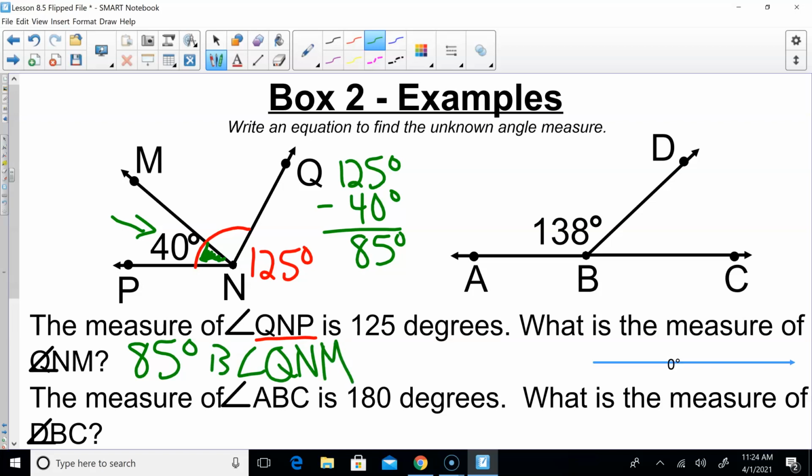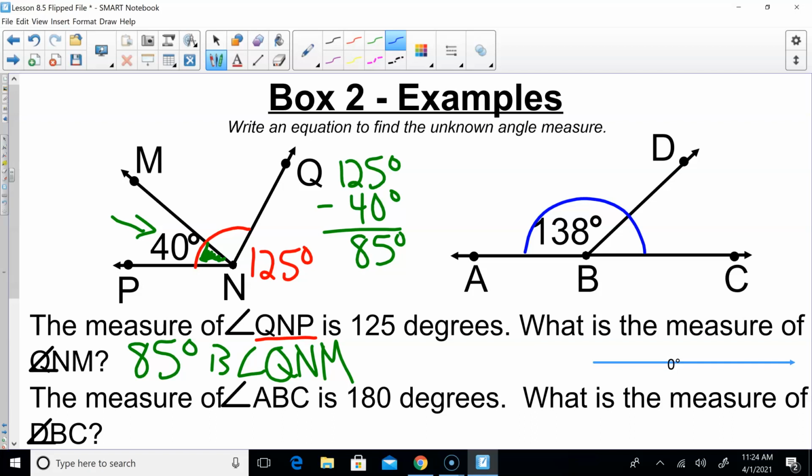So I took what I had, the whole big angle. I took a part of the angle that I already knew, and I was able to solve that missing piece. So the measure of ABC is 180 degrees. So here's A, there's B, and there's C, which is 180. It's a straight angle, which is good. What is the measure of angle DBC?